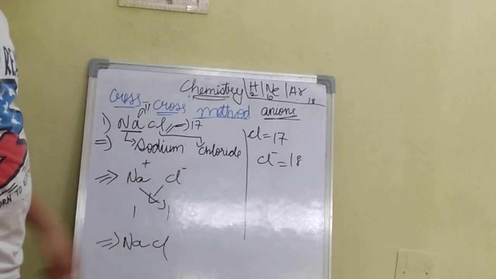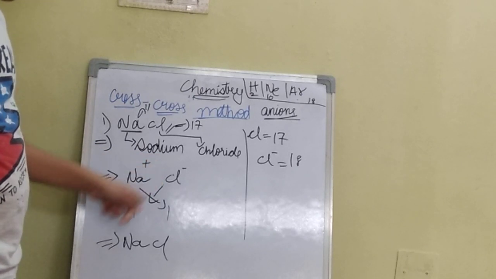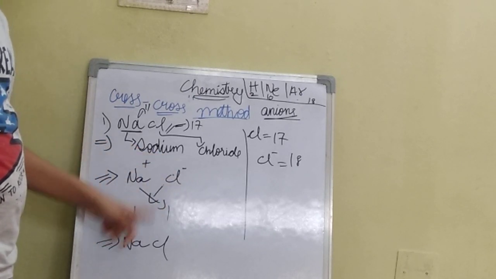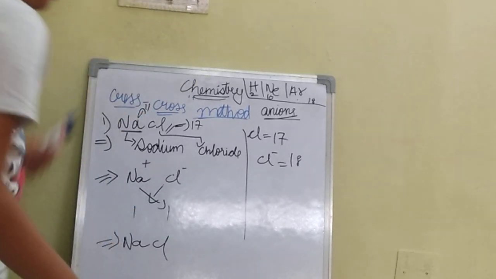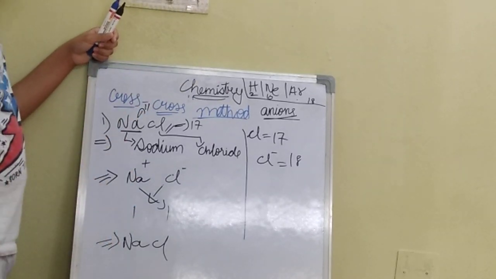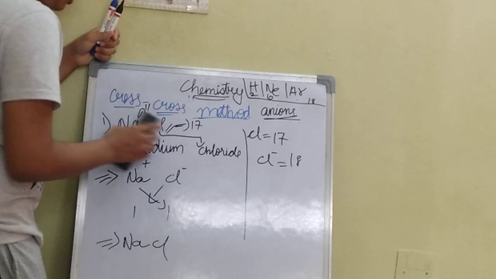Then the crisscross method. Here number how much will it be? 1. Here number 1. Crisscross, multiply cross. Completed. This is how we will get sodium chloride. Crisscross method.